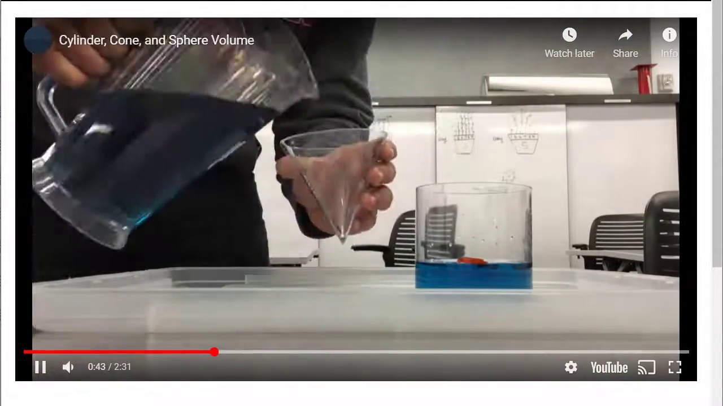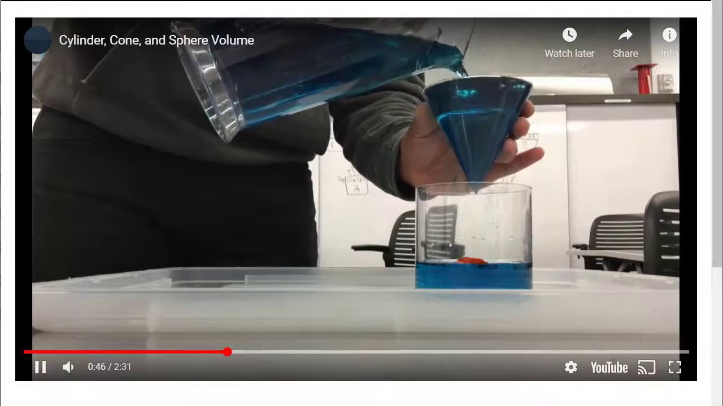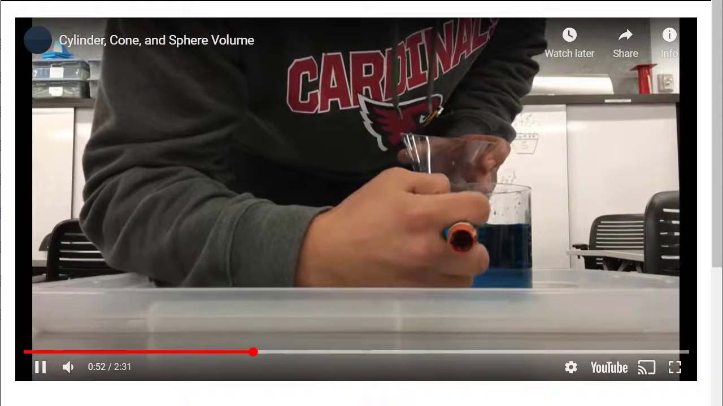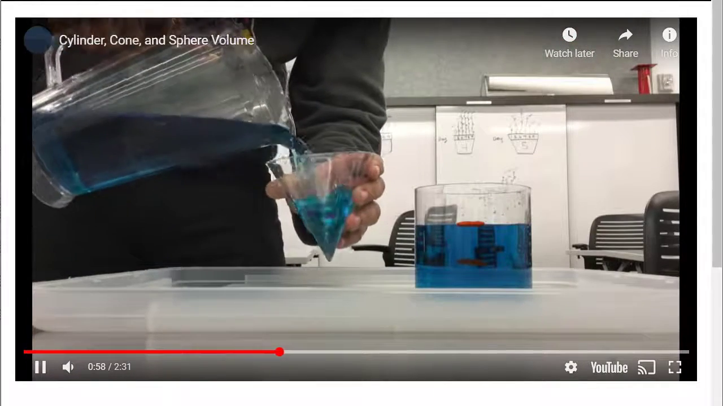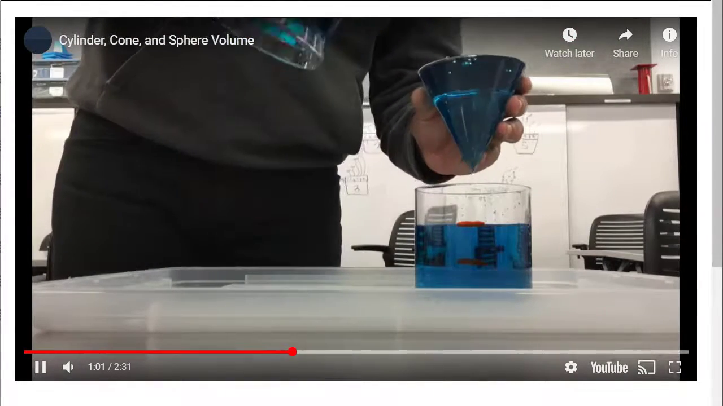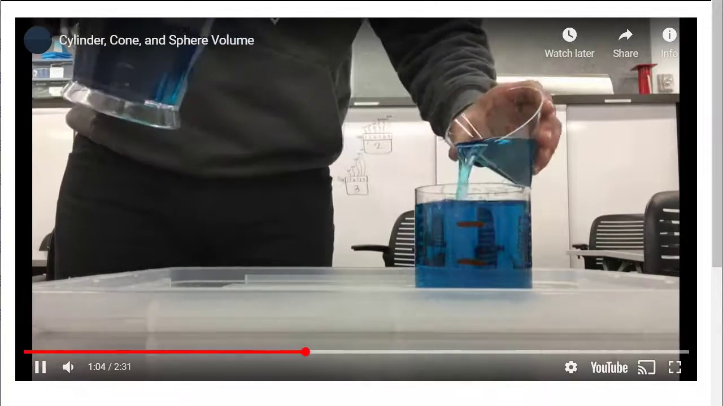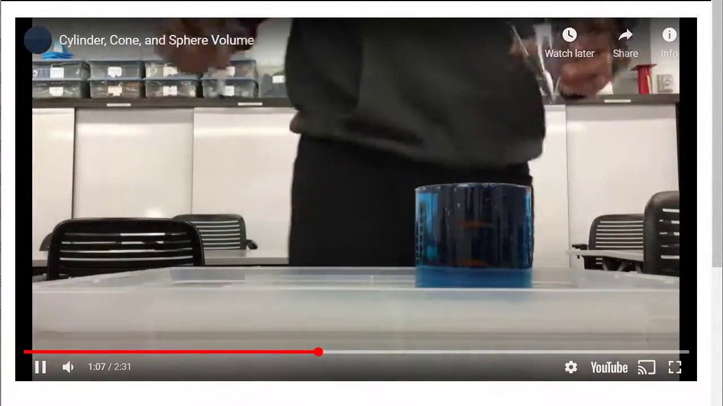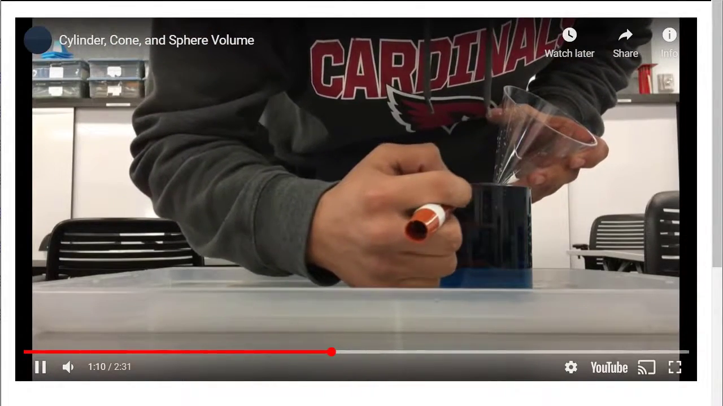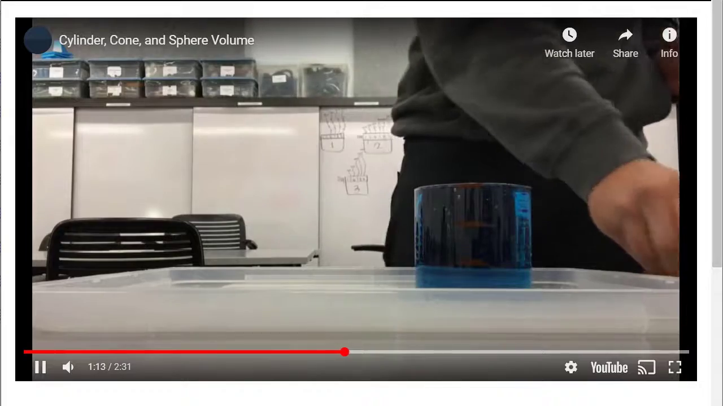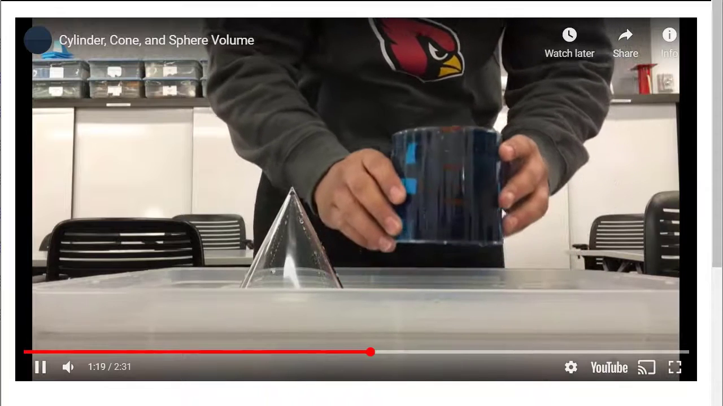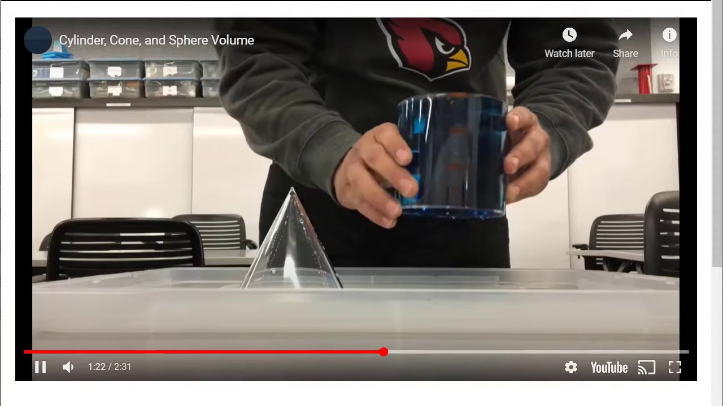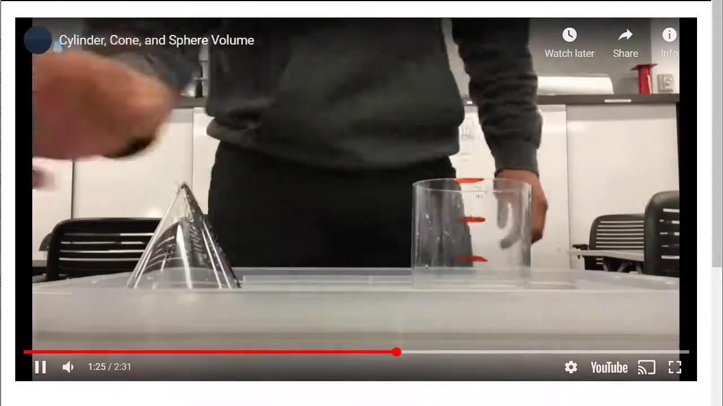Okay, let's see if two will fill it up. Oh, two didn't fill it up. Okay, this is going to be number three. 3 cones make up the volume of an entire cylinder. So therefore the volume of a cone is 1/3 the volume of a cylinder. Okay, I'm just going to get rid of the liquid.